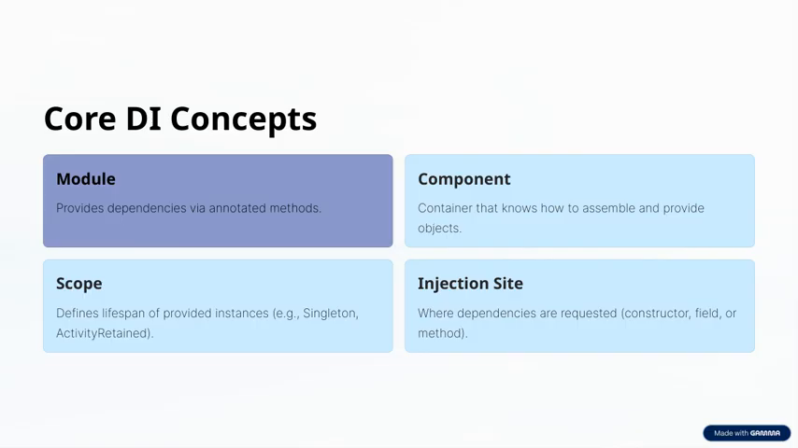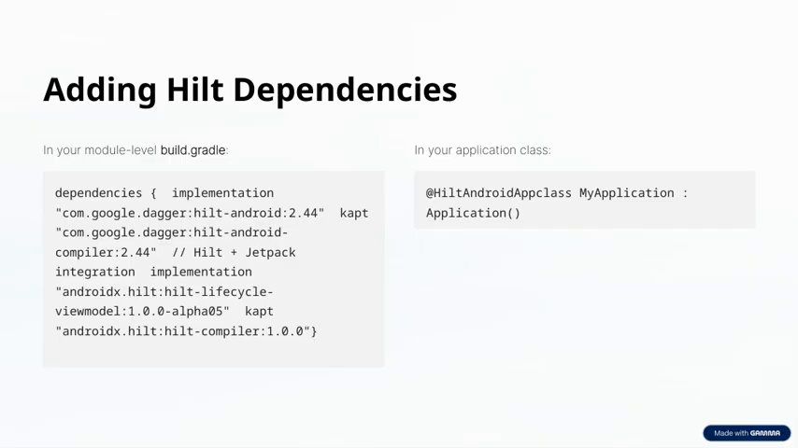All right, let's talk about adding Hilt dependencies to your project. First, in your module-level build.gradle file, you'll notice that we specify the dependencies block. Here, you'll include the core Hilt library with implementation com.google.dagger:hilt-android:2.44. This is essential because it gives you the core features of Hilt for dependency injection. Next, you'll see the kapt line for the Hilt compiler, which is com.google.dagger:hilt-android-compiler:2.44. This compiler processes your annotations and generates the necessary code behind the scenes.